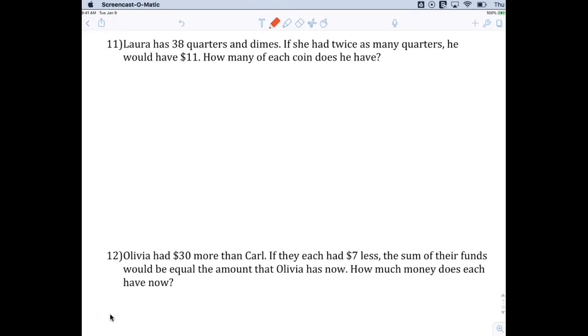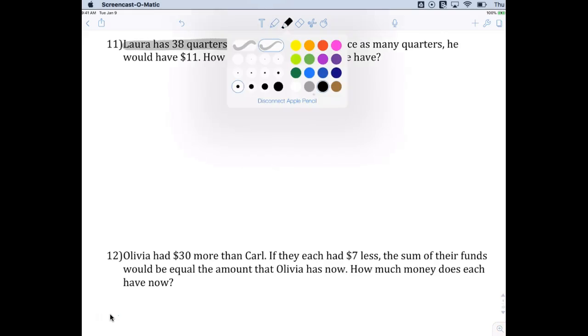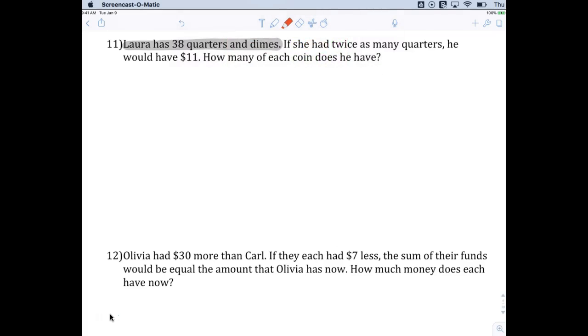All right, Allison. Laura has 38 quarters and dimes. How do I write that equation? Very good. Q plus D equals 38. Okay.